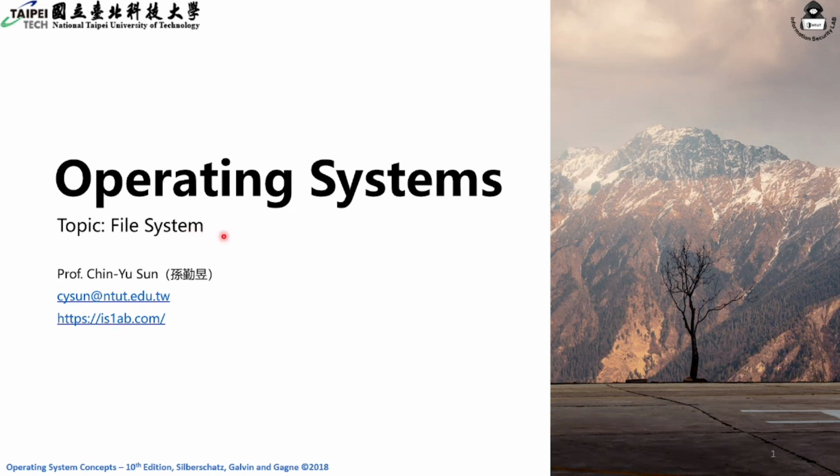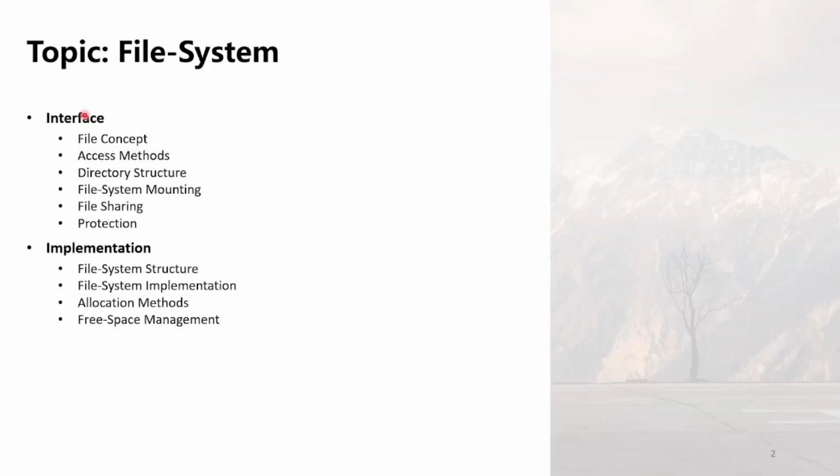In this chapter, we will explore what a file is, what role the file system plays, how we manage these files, and what mechanisms are involved. We will divide the file system into two main topics. The first topic we are going to explore is the file system's interface.